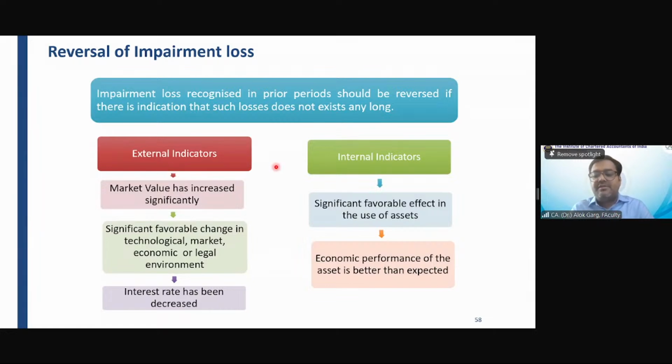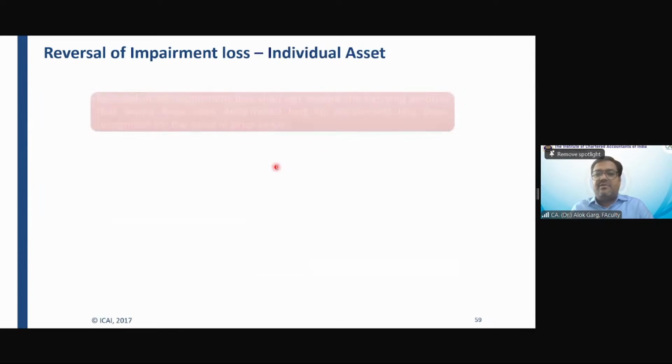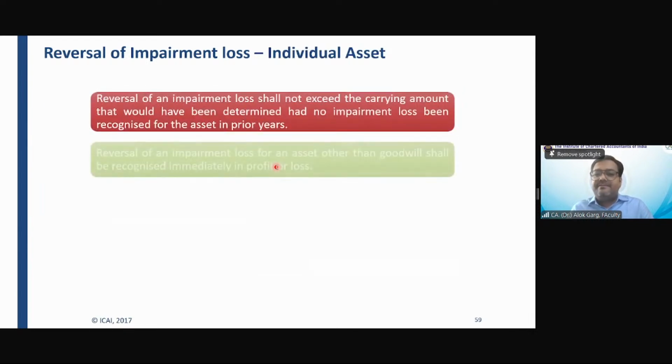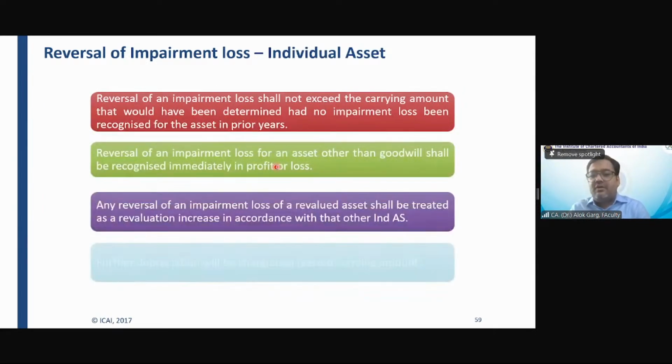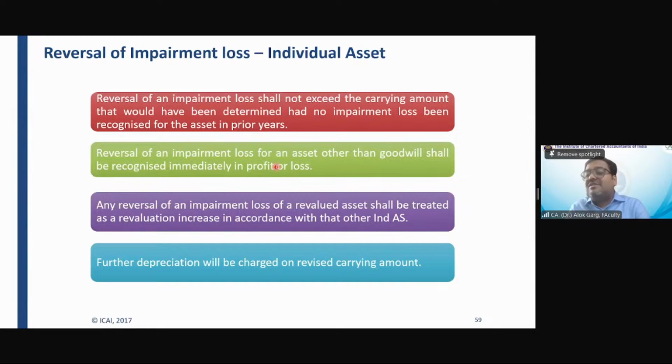The company can reverse. Now there are two questions: whether impairment loss can be reversed on all the assets, and what is the quantum by which the impairment loss can be reversed. Standard says that, first of all, impairment loss is not allowed to be reversed on goodwill.